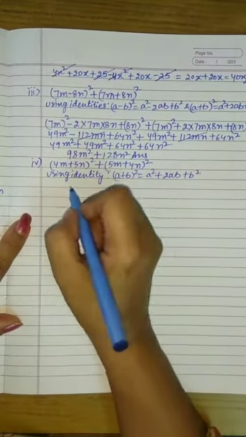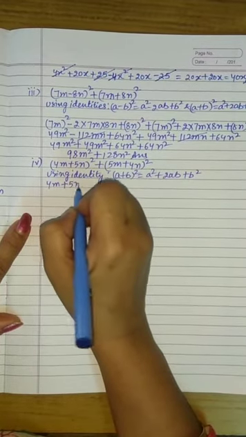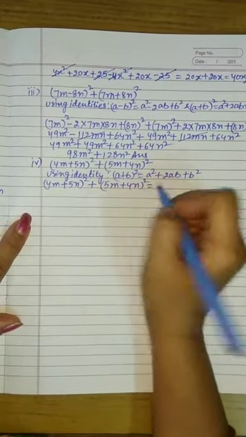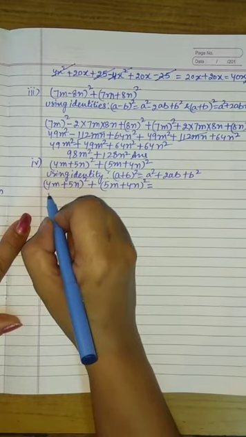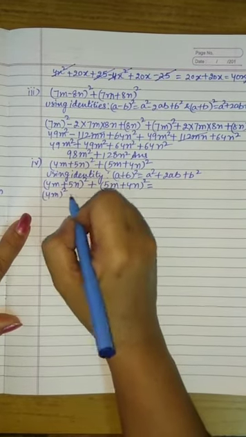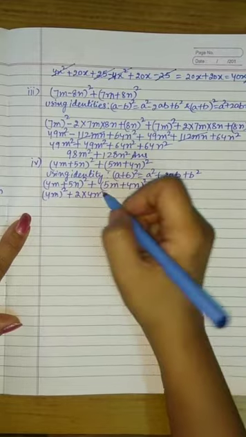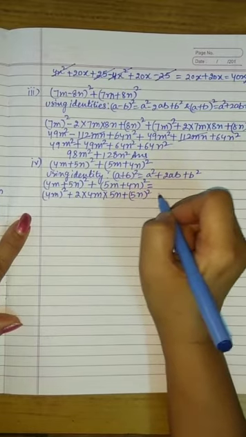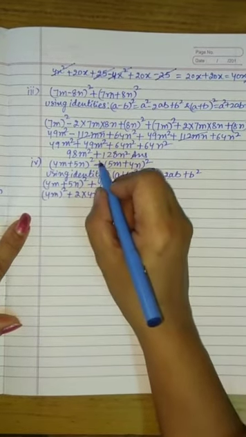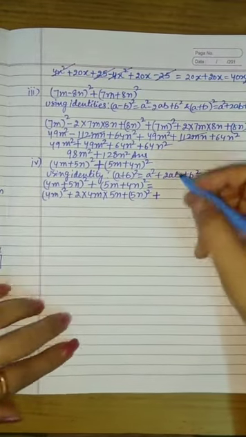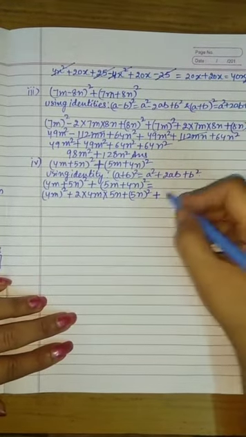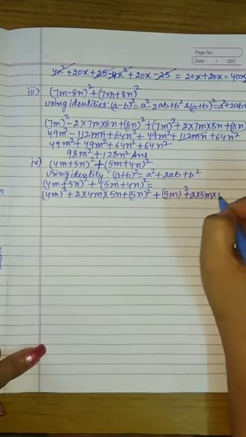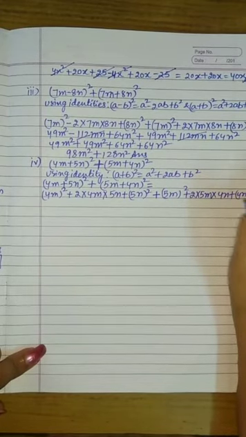Now (4m + 5n)² + (5m + 4n)² becomes, when we use the identity in the first bracket, a², that is (4m)², plus 2 into a, that is 4m, into 5n, that is b, plus b², that is (5n)². Then plus, this plus will be used here. Then again we solve the second bracket with the same identity, that is (5m)² + 2 into 5m into 4n + (4n)².